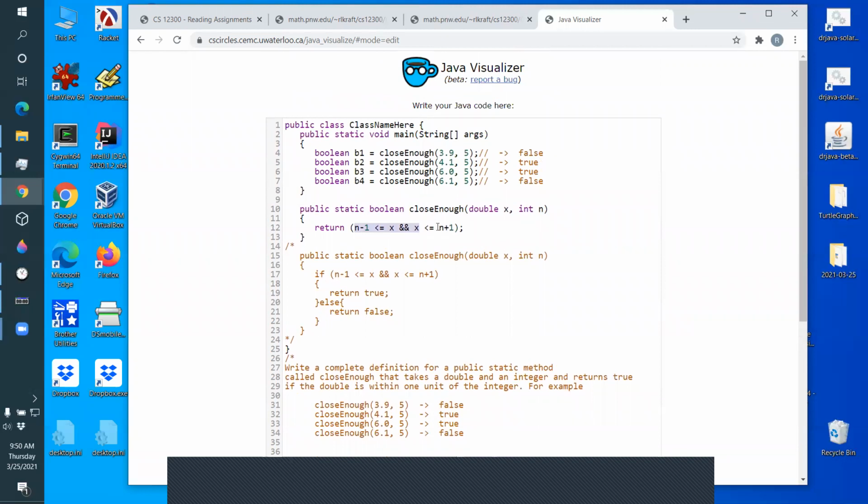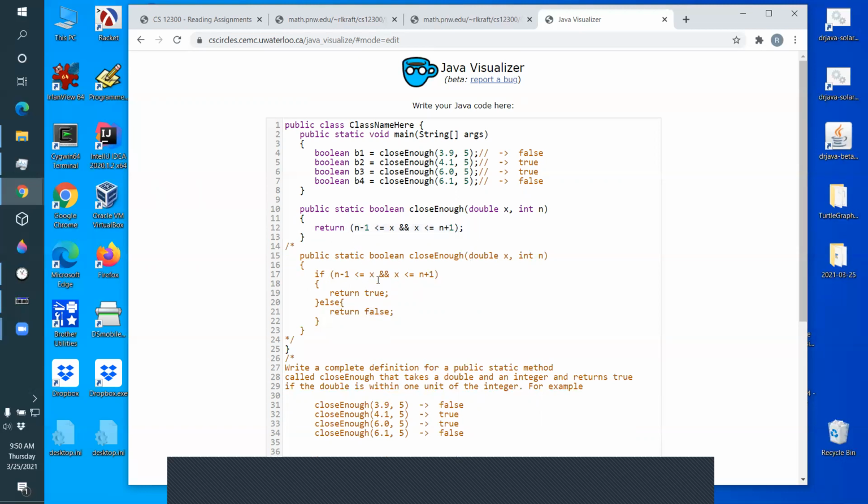Return this statement, which is true when x is between n minus 1 and n plus 1, and it's false when x is not between them. Notice that there's a little thing. If you ever write code where you're writing things like return true and return false, you probably can simplify the code. I wouldn't say never. You never say never, but you should almost never write code where you return true and return false. That's usually a sign that you really can shorten your code to something much simpler.